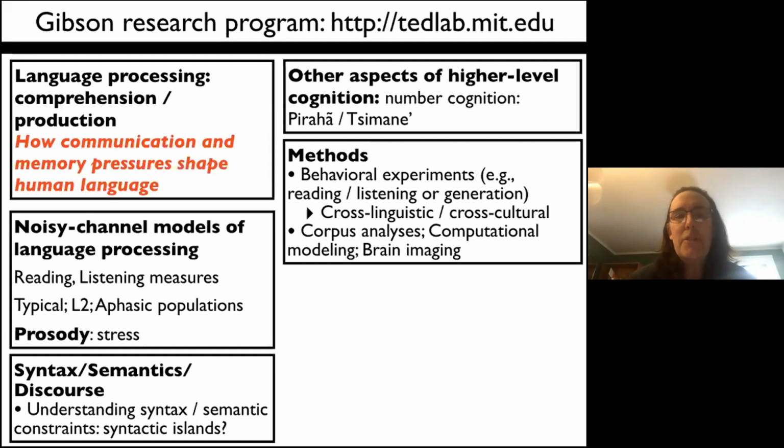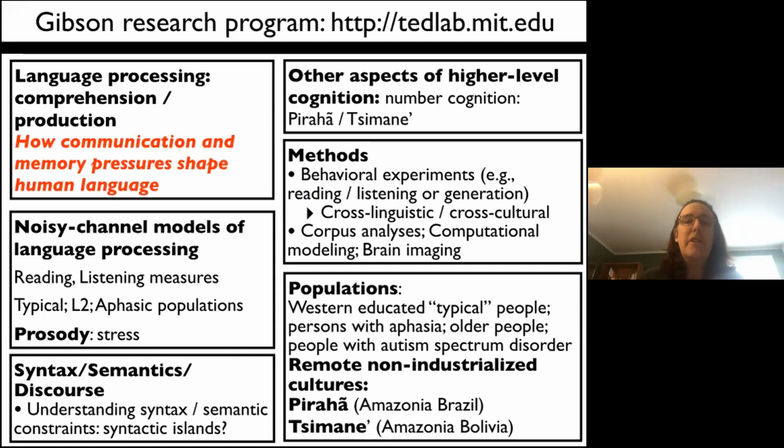Fedorenko's group here at MIT, they're some of the best in the world, and they work on the neural basis of language, among other things, and I work with them on that. And the populations I work with, it's not just Western educated typical people who are actually here attending the talk, not just like us, but people from remote non-industrialized cultures, such as the Piraha in Amazonia in Brazil or the Chimani in Amazonia, Bolivia.